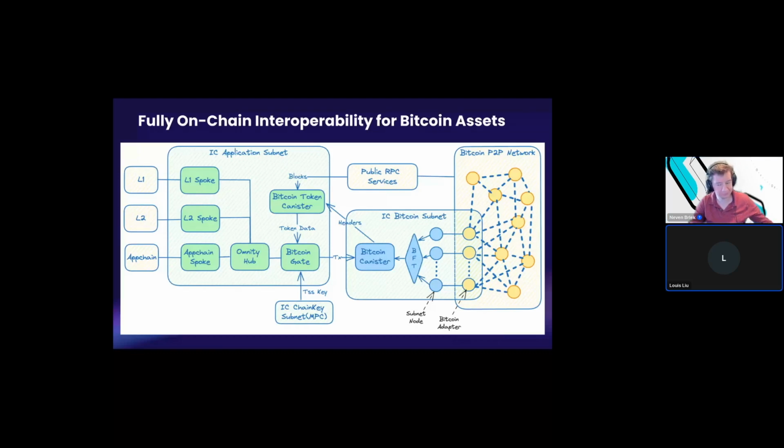It is done through Bitcoin token canister. This one is the on-chain rings token indexer. It fetches Bitcoin blocks from a public RPC service, verifies the block by comparing the block header fetched from the Bitcoin canister, and after that it will recognize all the token-related transactions and maintain the balance map and all the information related to rings.